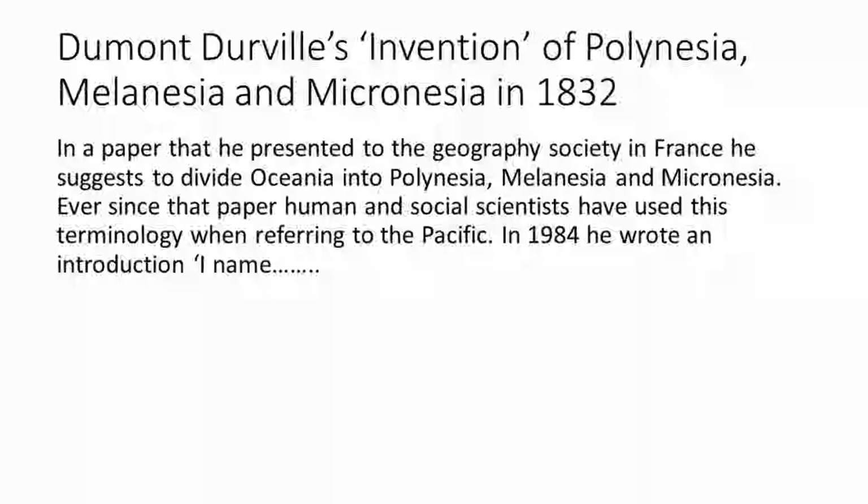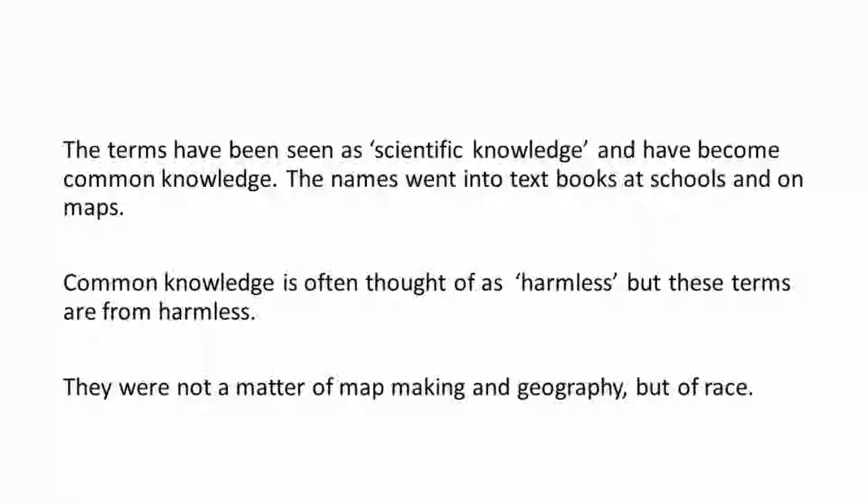And in 1884, he wrote an introduction, naming and thereby declaring that these places in the Pacific were called Micronesia, Polynesia, Melanesia. And this was taken as a given, a scientific fact. And therefore they became common knowledge, not among Pacific Islanders, but among Europeans. And these names went into textbooks at schools, and they were used on maps. And common knowledge, things that you would call common knowledge, is very often referred to as harmless. But of course, in this case, it's not.